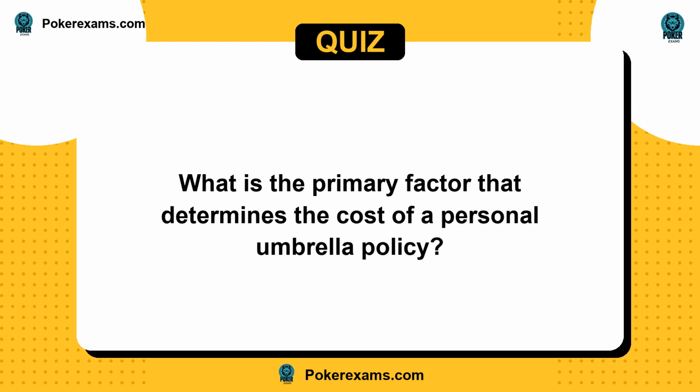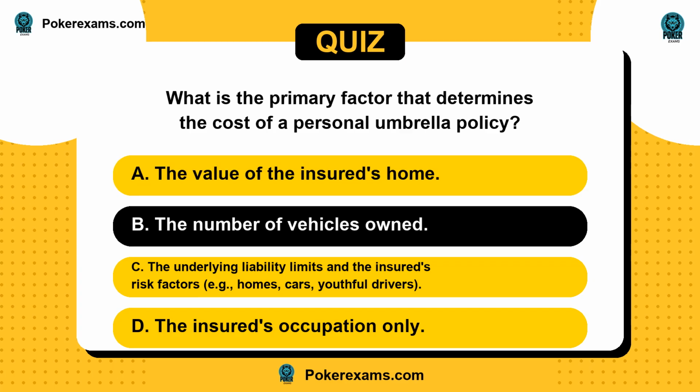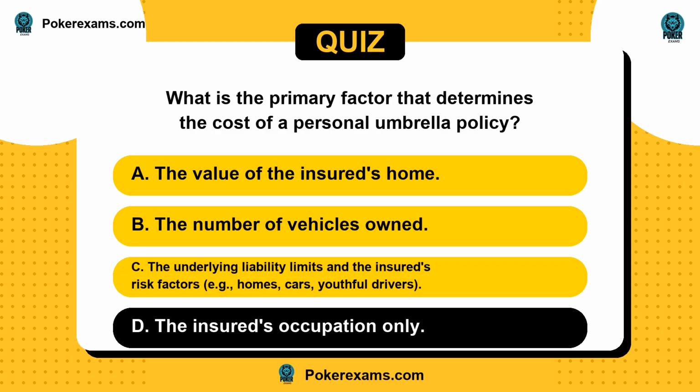Next question. What is the primary factor that determines the cost of a personal umbrella policy? Is it A, the value of the insured's home? Or B, the number of vehicles owned? C, the underlying liability limits and the insured's risk factors, e.g., homes, cars, youthful drivers? Or D, the insured's occupation only?